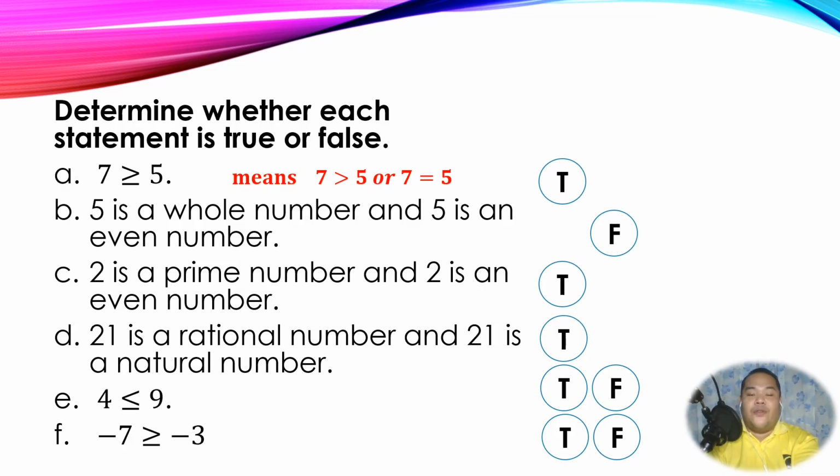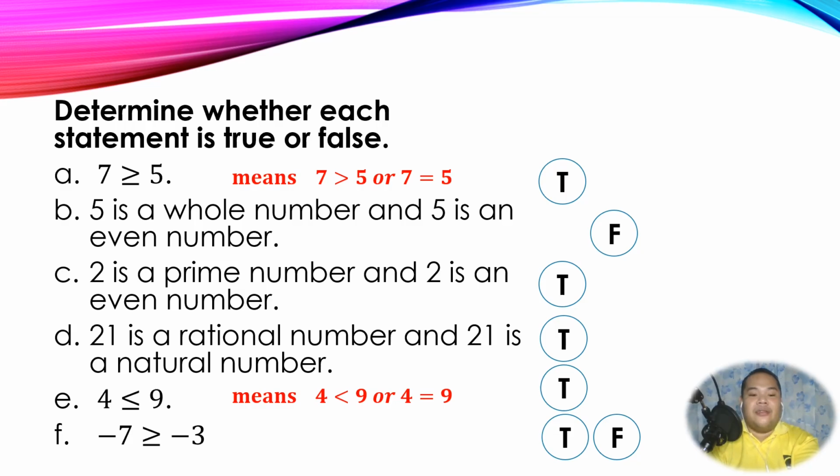Letter E. 4 is less than or equal to 9, which can be illustrated into 4 is less than 9 or 4 is equal to 9. The logical connector is OR, which means that either of the statements can be true, therefore it makes the whole compound statement true. 4 is less than 9 is true, therefore the entire compound statement is true.